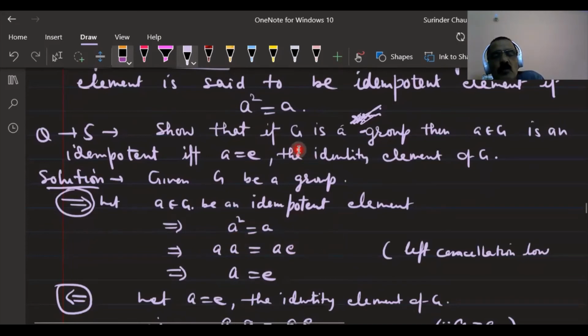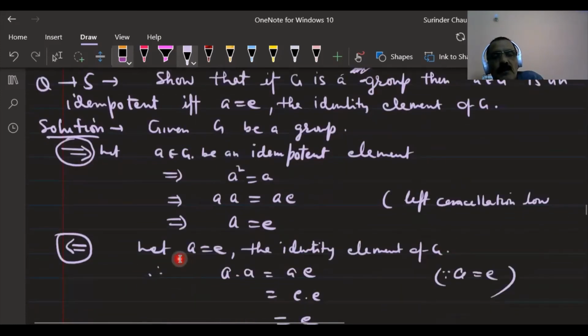Since a inverse belongs to G, applying it gives a is equal to e, the identity element of G.